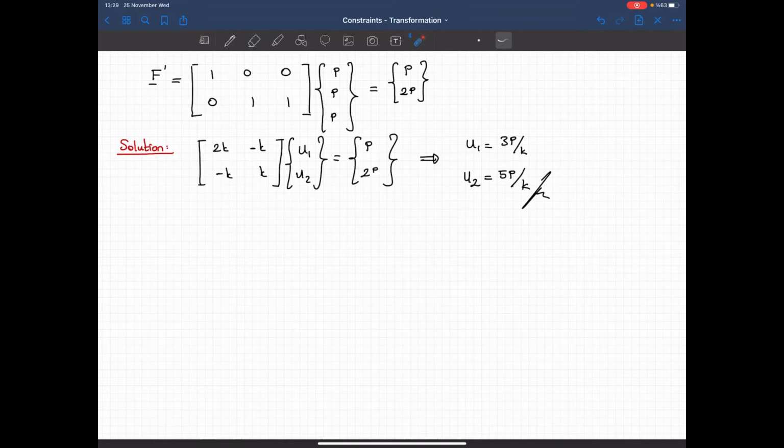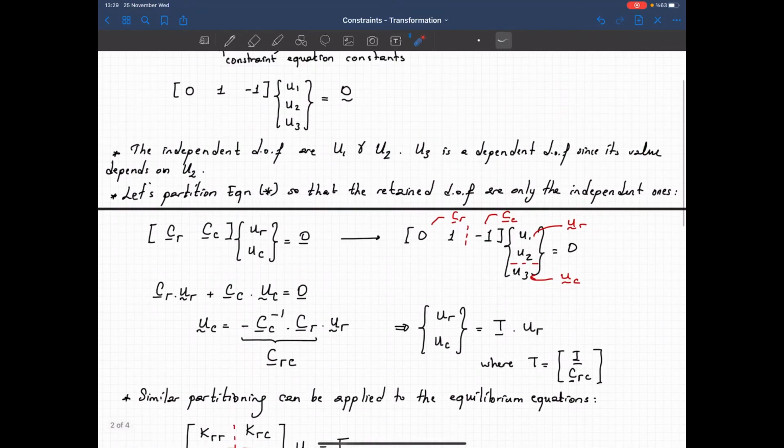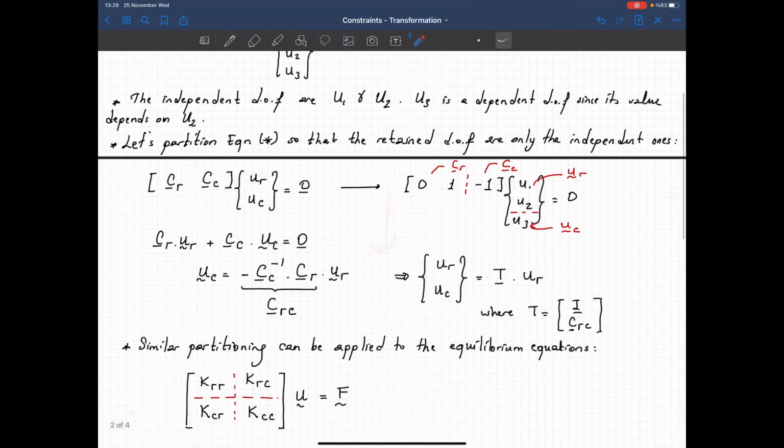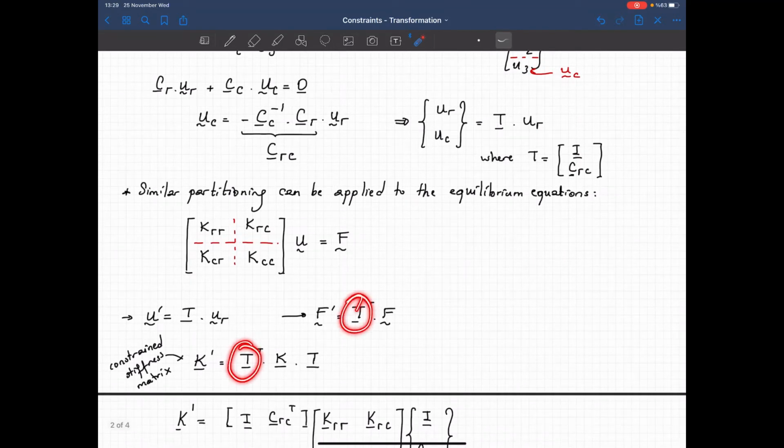Of course, this is a very simple example. We can guess the solution without doing all these calculations. We can analyze it, but consider this as a method, and once you write this equation by following that procedure, you can obtain your transformation matrix. If you know your transformation matrix, you transform it, obtain your new stiffness matrix, displacement vector and force vector, and this will give you the constraint solution.